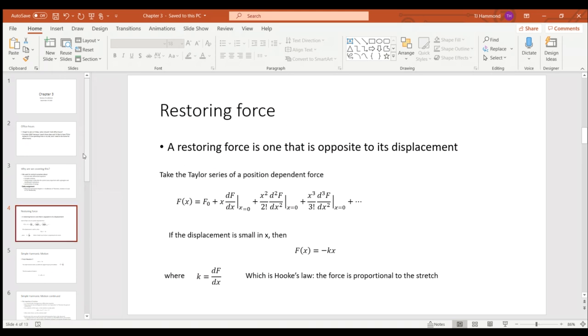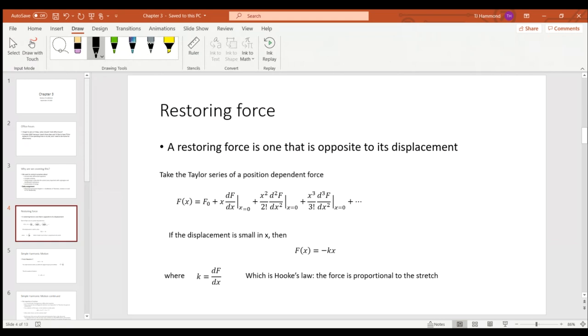Okay, so for oscillations, we'll be dealing with forces that look mainly like this, where F of x is equal to negative kx. The reason we're going to be using that is because that is going to be the first derivative term in this Taylor series, right? So we take the Taylor series of this force, F of x, and the first term is just F naught, some constant force. Obviously that isn't position dependent, so we often won't care about it.